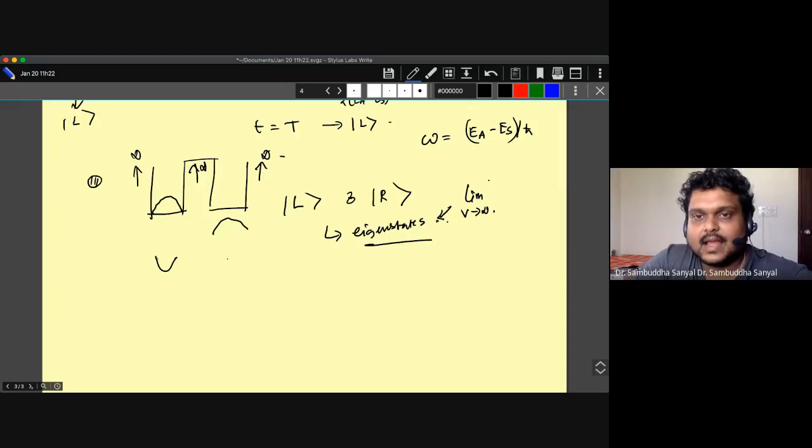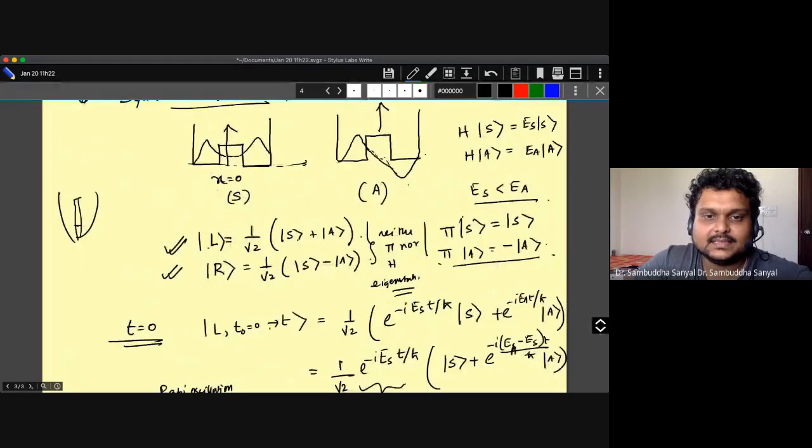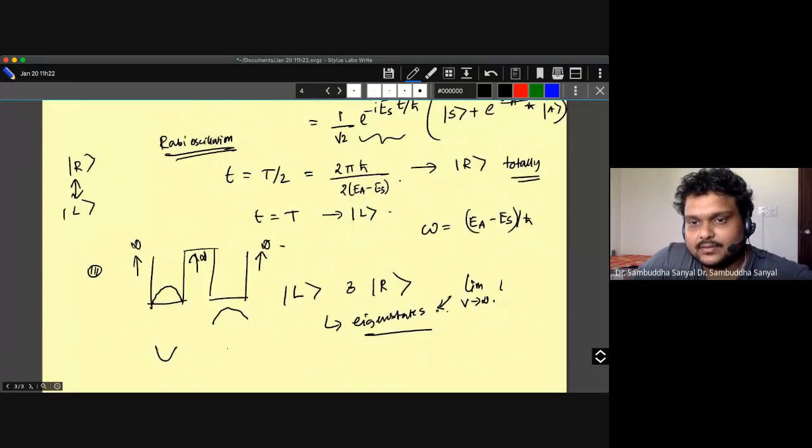And their energy gap also disappears, because of this E_A minus E_S. These two states are basically the same states now, because the sign doesn't matter. So this E_S minus E_A will also disappear.